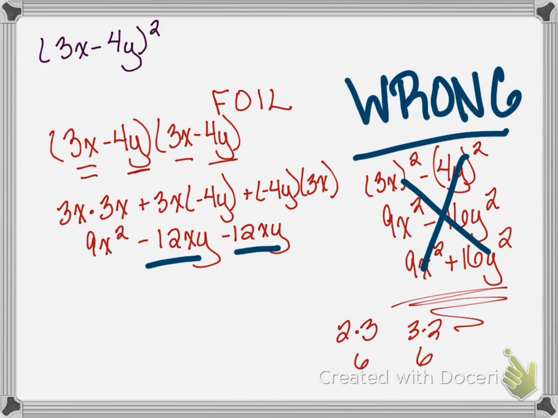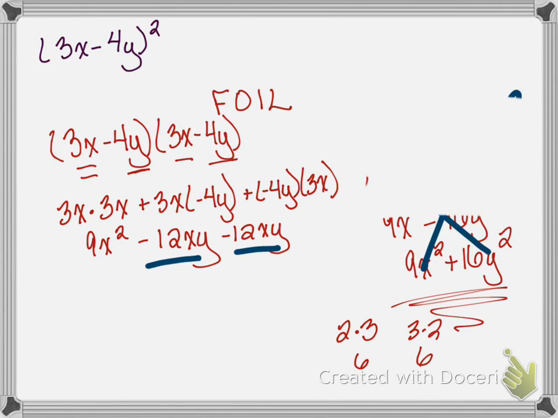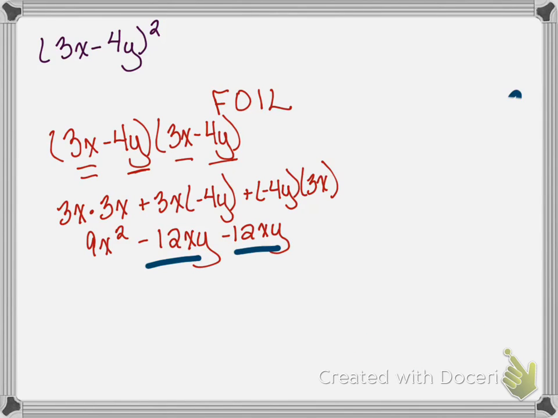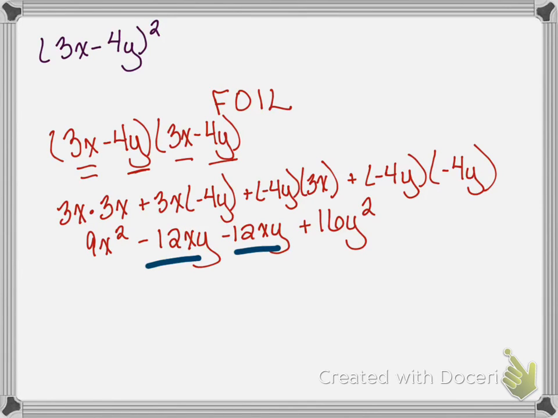Okay? And then my last one, I'm going to erase this so that I have enough room. My last one is I have negative 4y times negative 4y. Okay, and that gives me positive 16y squared. Okay, you always want to look and see if you've got any like terms. And I do have some like terms. So I have 9x squared minus 24xy plus 16y squared.